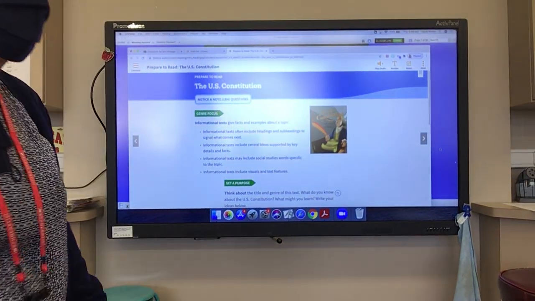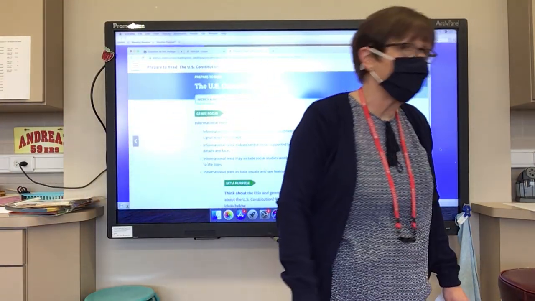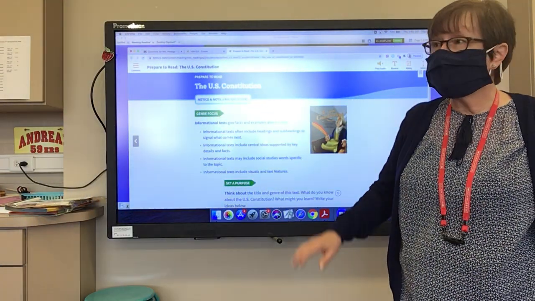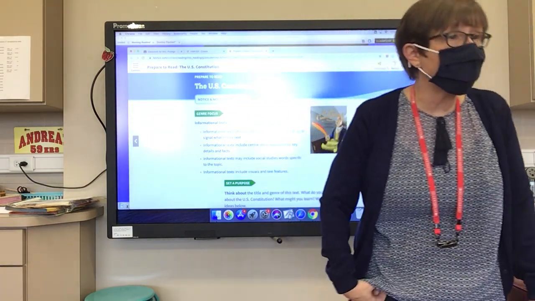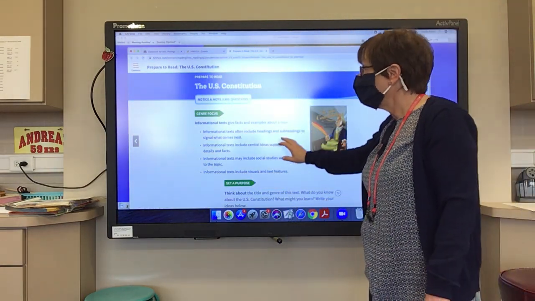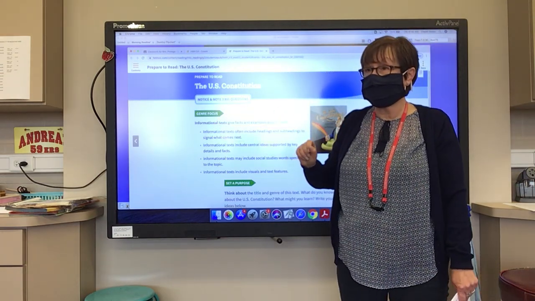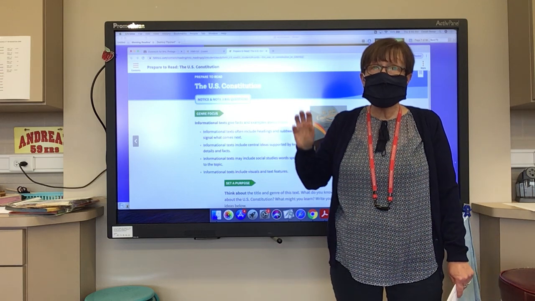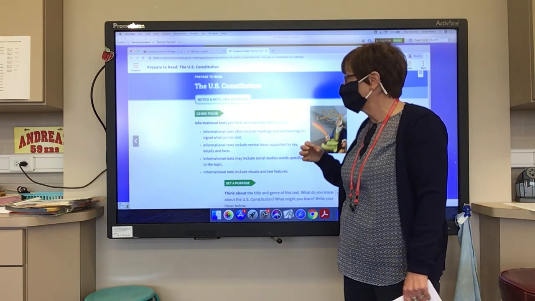Okay, we are going to read and discuss our story, the U.S. Constitution. Now, before we start even reading our story, we're going to discuss the genre of our story. So first off, this story is an informational text. Now, an informational text, or at least this story, has some certain characteristics about it.